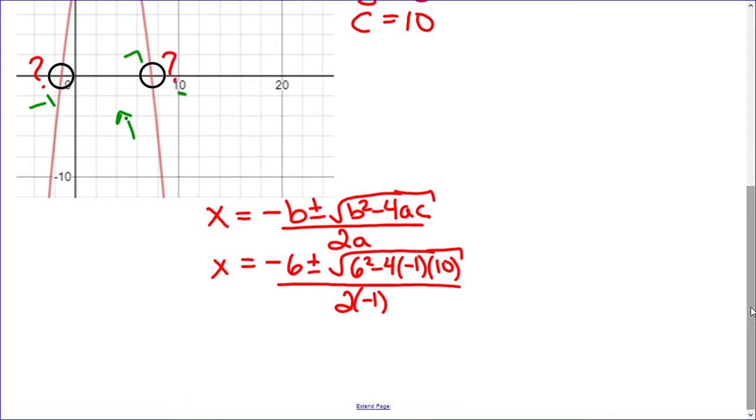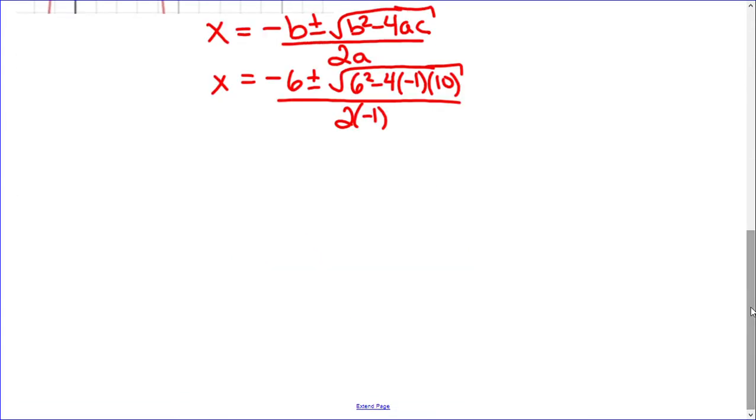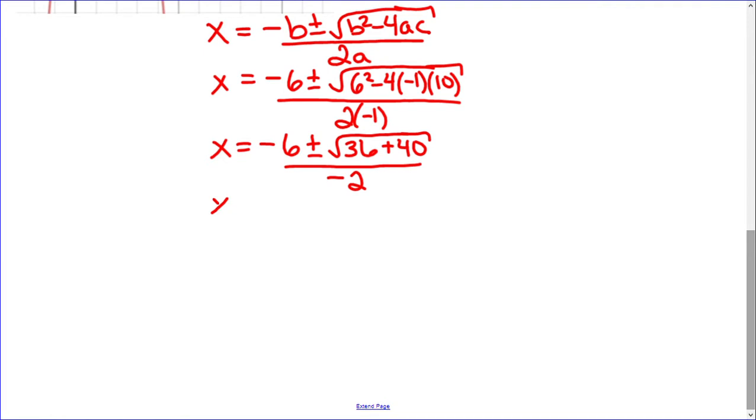Now I can keep this simplification going. So minus 6 plus or minus the square root of 36 plus 40, 4 times 1 times 10, all over -2. So x is equal to -6 plus or minus the square root of 76 over -2.